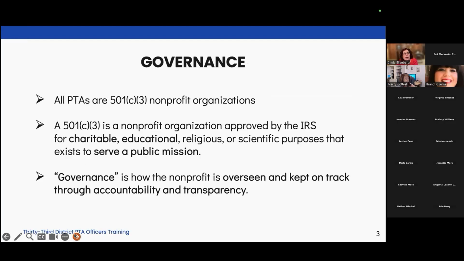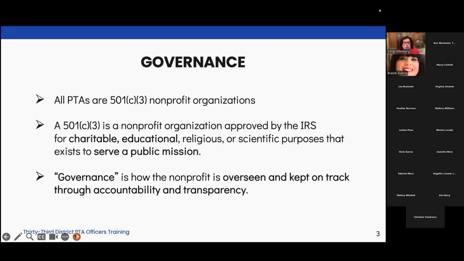So governance, what it says is that all PTAs are 501c3 nonprofit organizations. We abide by all nonprofit rules. As a 501c3, our organization is approved by the IRS for charitable, educational mission purposes. We, as PTAs, are under the charitable education. There's also religious and scientific purposes for nonprofit organizations. The governance is how the nonprofit is overseen and kept on track through accountability and transparency. And this is for all nonprofit organizations, not just PTAs.